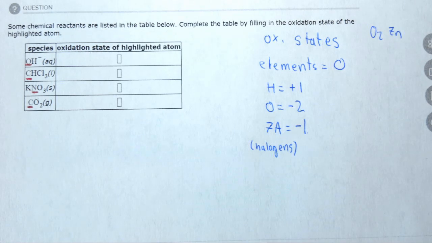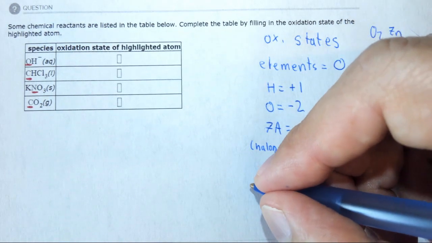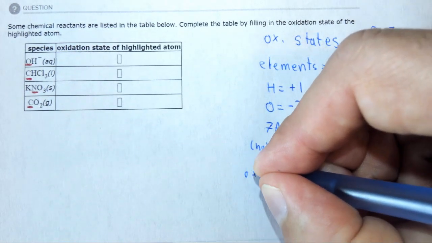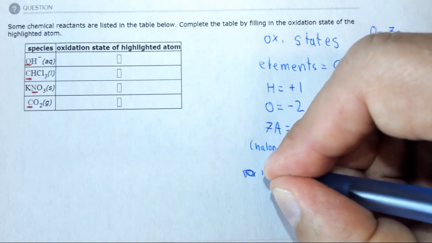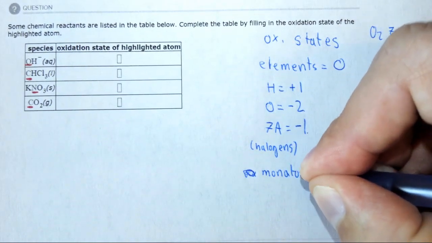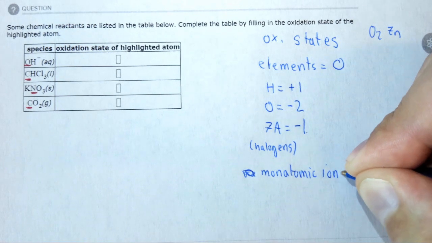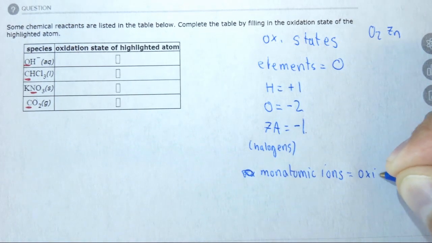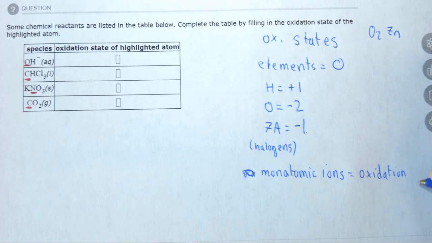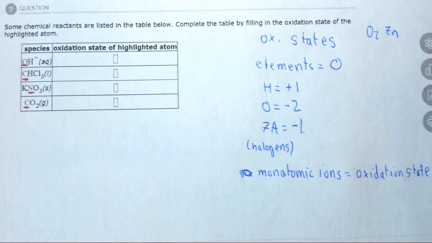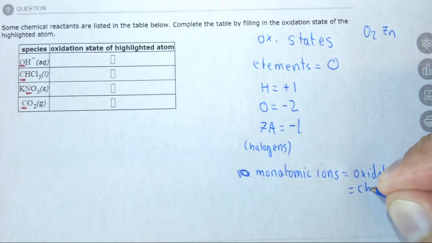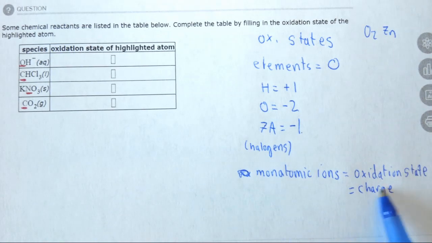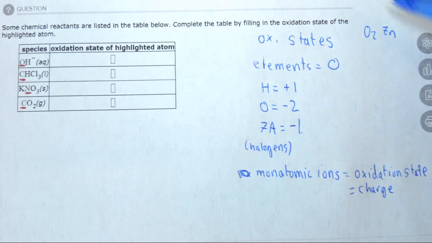another rule for oxidation state is for ionic compounds. For monoatomic ions, the oxidation state is the same as the charge on the ion. So the oxidation state is the same as the charge on the ion. Now this does not give us an all-inclusive list, but it does give us a good place to get started.